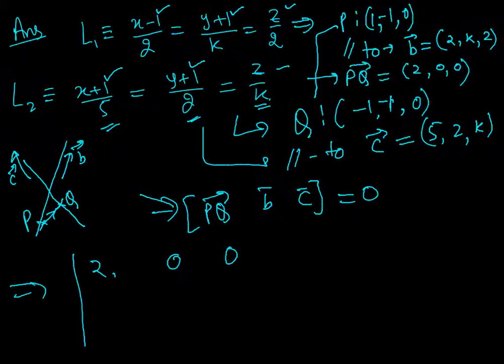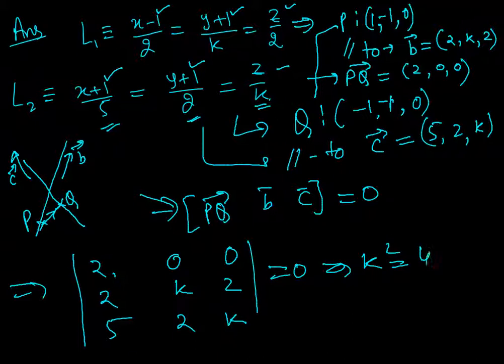So in the determinant form it will be (2, 0, 0), B vector is (2, k, 2) and the third vector is (5, 2, k). This value should be 0. If I calculate, you will get k square is equal to 4. That will give you k is equal to ±2. Now according to this value of k, I will have the equation of planes.